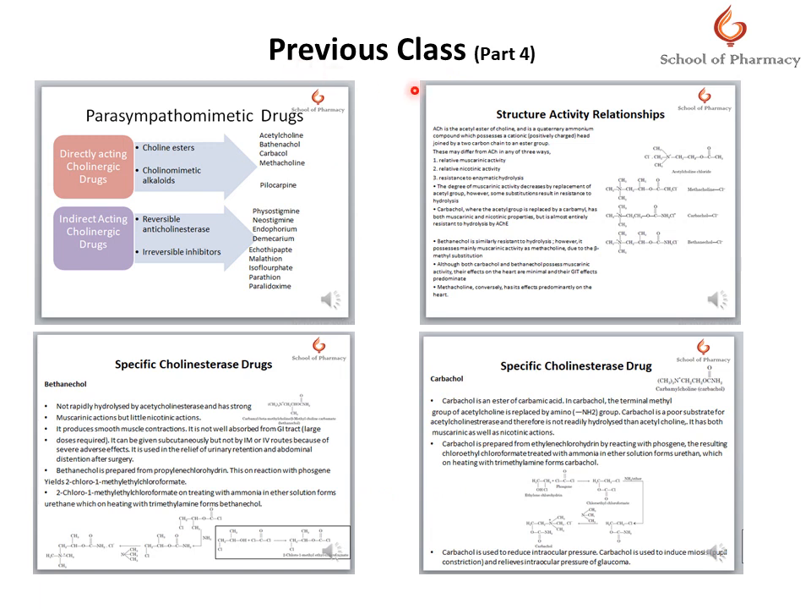In the previous class, part 4, we discussed the parasympathetic drug classification, and they are directly acting cholinergic drugs and indirect acting cholinergic drugs. And the first class we discussed was the choline esters, including acetylcholine, methacholine, carbachol, and bethanechol.